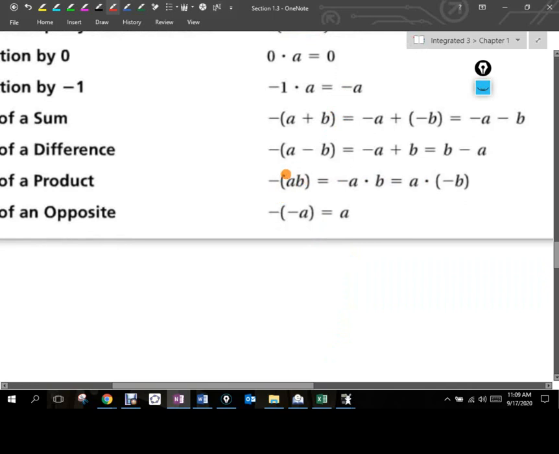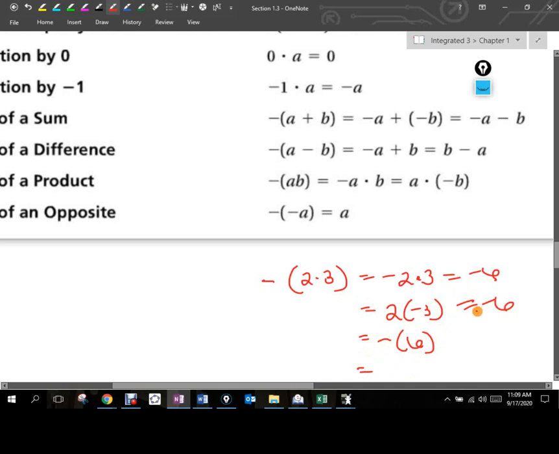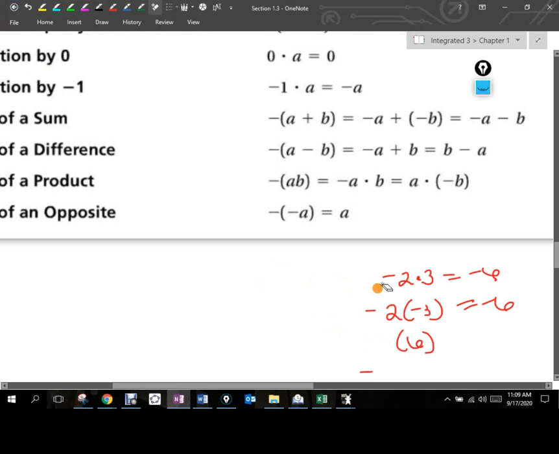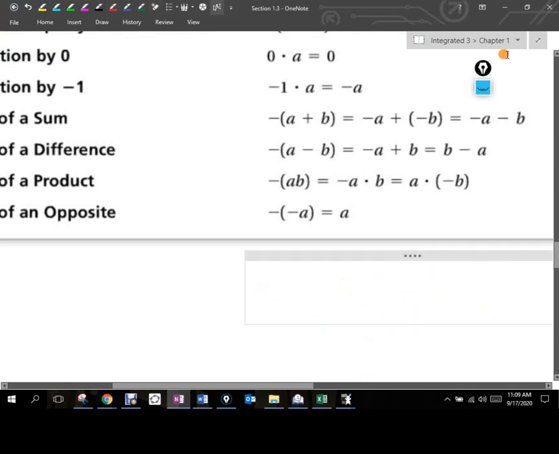Distribute a negative to a product. So this is like, if I had something like that, well, that's a negative. I can write that as -2 times 3. I can write it as 2 times -3, or I can just write it as the opposite of 6, but they all equate to -6, don't they? That's all that's saying. And then the opposite of an opposite is positive. Two negatives being multiplied together give me a positive.